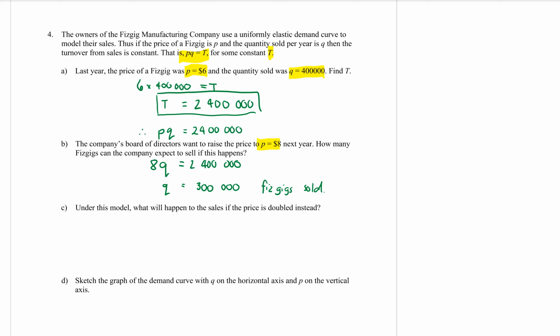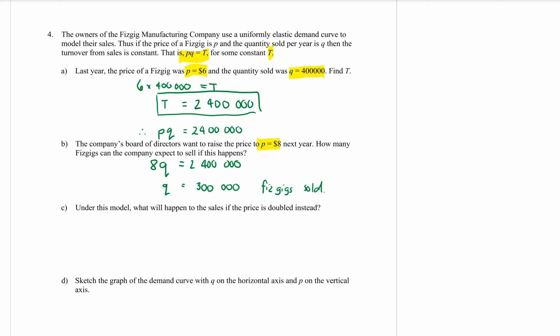Under this model, what will happen to the sales if the price is doubled instead? Is that double 6 or double 8? According to this model, if you made it free, there would be infinite people buying. No, because there's an asymptote there, unfortunately. Because this actually is a hyperbola. So there's an asymptote. You can't make it 0.